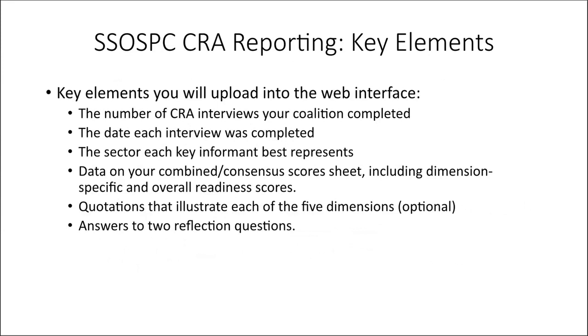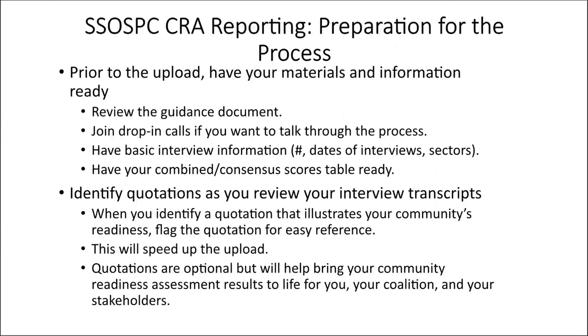With the web-based reporting interface, here are key elements that we're going to ask you to upload, including the number of CRA interviews your coalition completed, the date each interview was completed, and the sectors that each key informant best represents. We're going to ask you to upload the data on your combined or consensus score sheet, including your dimension-specific and overall community readiness scores. We're going to ask you to include quotations that illustrate each of the 5 dimensions. This is optional, but it can help bring your community readiness assessment findings to life. And there are 2 brief reflection questions that we are going to ask you to answer as well.